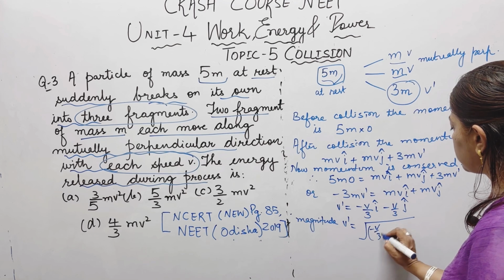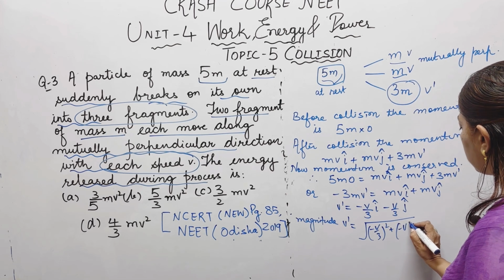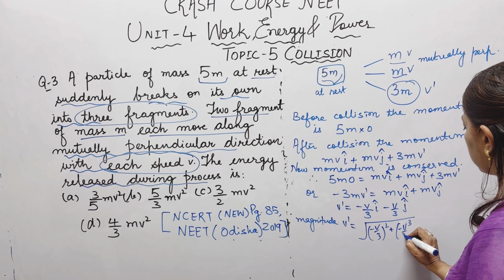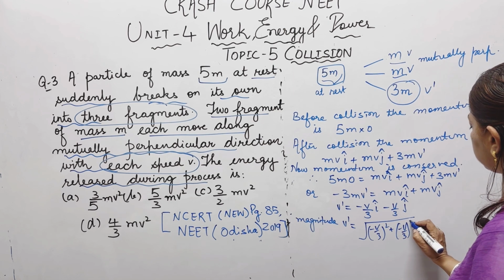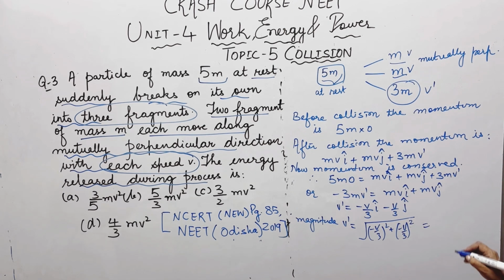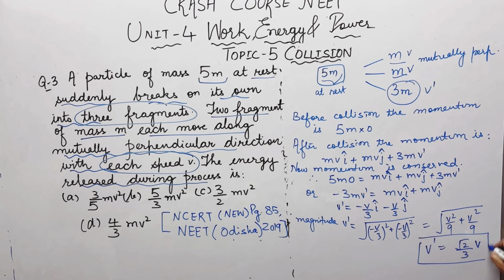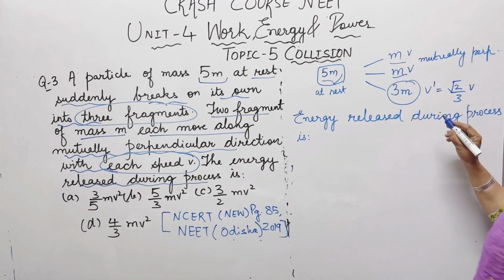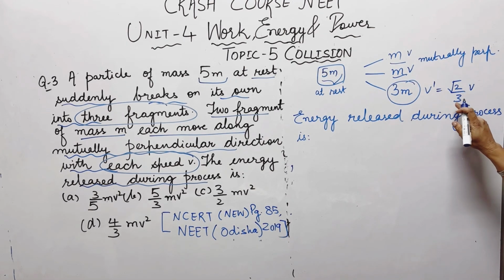Minus v by 3 whole square plus minus v by 3 whole square. So the value comes out v square by 9 plus v square by 9. It is root 2 by 3 into v. So the value of v dash is equal to under root 2 by 3 into v. We have calculated this v dash is equal to under root 2 by 3 of v.